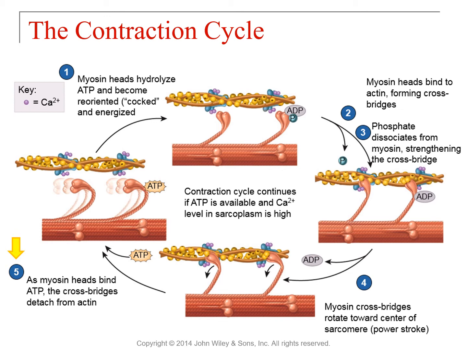Now, once that power stroke has occurred, the next thing that happens is that ATP binds to myosin. Remember that myosin has the ability to bind to ATP. But when ATP binds, the myosin is actually going to change shape again. When ATP binds to myosin, that shape change will cause the cross bridges to break. In other words, ATP must be present in order for cross-bridging to occur. We'll examine the implications of this a little bit later on.